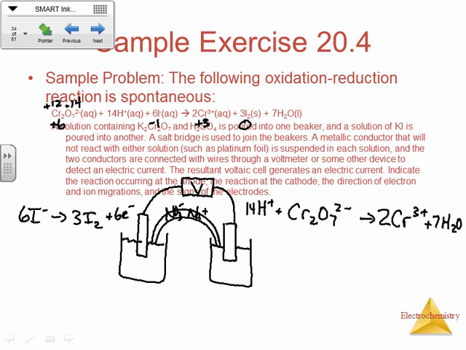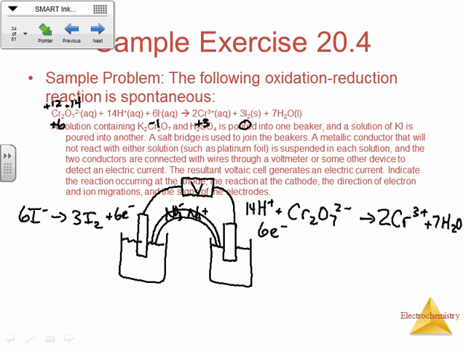And then we need to balance out the electrons. There's 12 plus on this side. There's a 6 plus on that side, so we need 6 electrons on the left, which works out rather nicely because we're losing 6 electrons on the left. We're gaining 6 on the right, so everything's good. All right? So that takes care of the reactions occurring at the anode and the cathode.